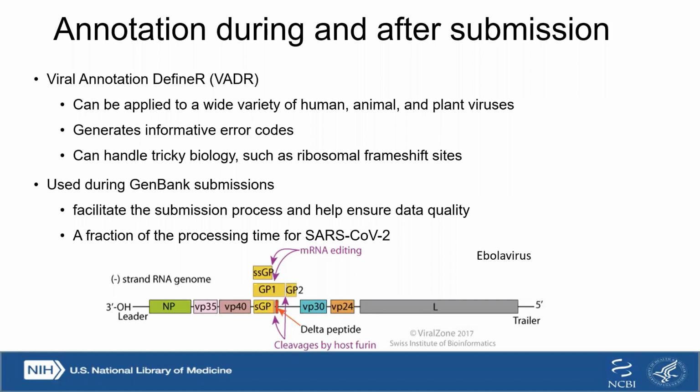We worked with Eric Nawrocki, who's a researcher in the research branch of NCBI, and also the GenBank submissions team to develop a tool to annotate and validate sequences as part of the submission process. The Viral Annotation DefineR, or VADR, can be used to annotate the positions of genes and the proteins on a variety of sequence types. This makes data more useful because you can identify the tools that a virus codes for. It helps to ensure data quality, and it significantly reduces the processing time for submission of a virus sequence and release to the public.